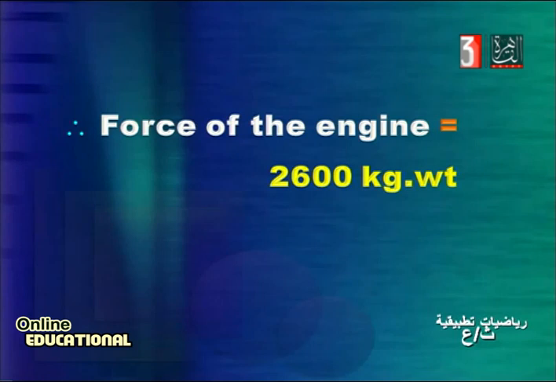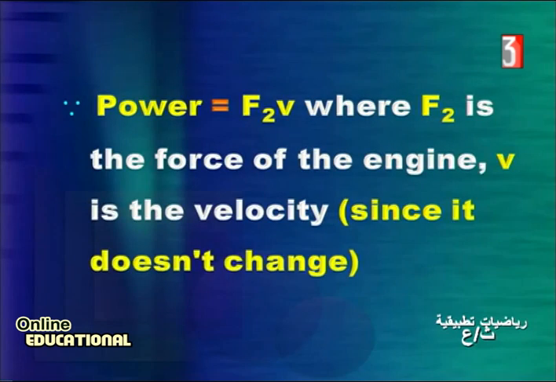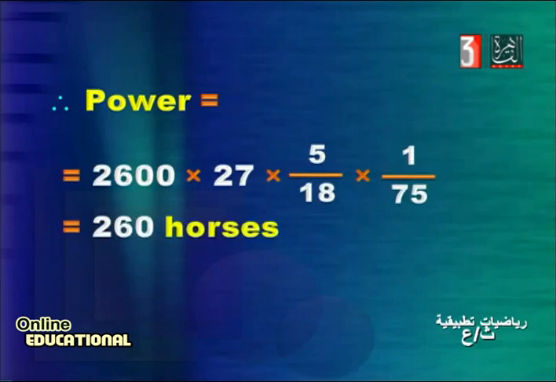Now, what about the power? The power equals F2 times V, where F2 is the force of the engine and V is the velocity. Now, the train descends downwards, then the power equals 2,600 multiplied by the same velocity, 27 kilometer per hour times 5 over 18 times 1 over 75. The engine power equals 260 horse.